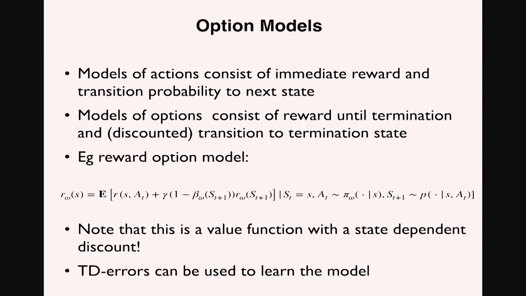The other little interesting bit is that this looks very much like a value function, but the discounting has changed. So how does a trajectory of an option end? It either ends because the world ends, that's the discount factor gamma, or it ends because the agent decides to end. And so the discounting basically reflects both of these sources of termination, either on the agent's own will or based on the world. So this model is really a value function, a value function with a discount that's a bit fancier. It's what's called a state-dependent discount.